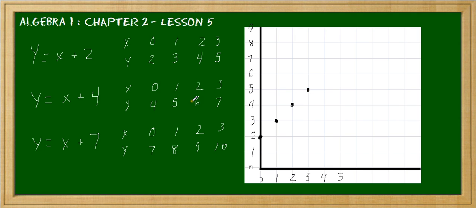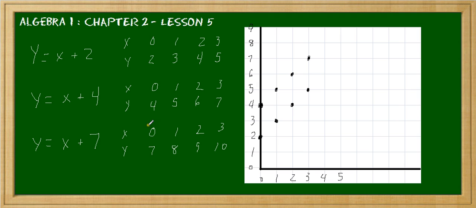Okay, now we have 0, 4, so we start at 0. And since we don't move over, we stay on the y-axis, and we put our point at 4. Then we have 1, so we move over 1 to 5. Then we have 2. We're going to move over 2 up to 6. And the last one is 3, 7.